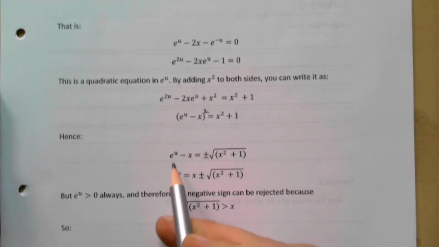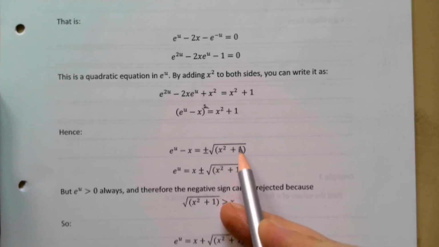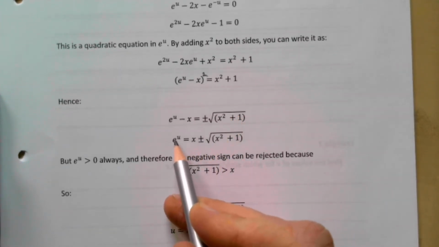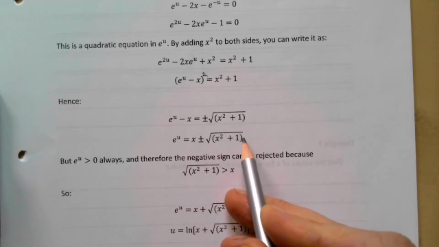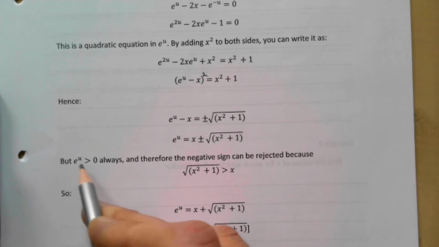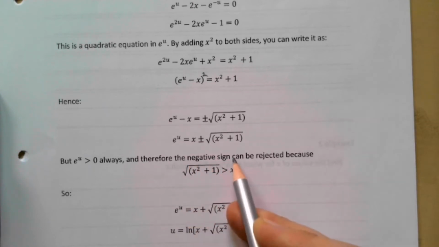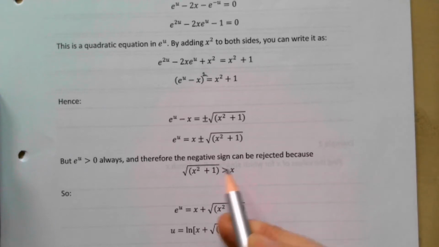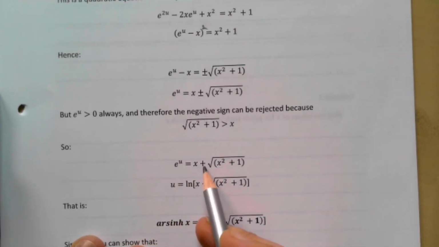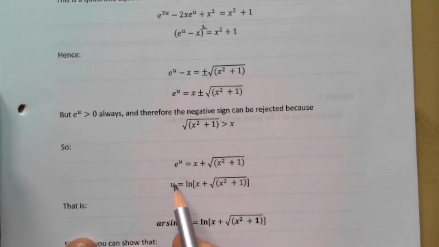Taking the square root of both sides, we get e to the u minus x equals plus or minus the square root of x squared plus 1. Getting e to the u on its own, we get x plus or minus the square root of x squared plus 1. But e to the u is always greater than 0, so the negative sign can be rejected, because the square root of x squared plus 1 is going to be greater than x. So e to the u equals x plus the square root of x squared plus 1. That means u is ln of x plus this.